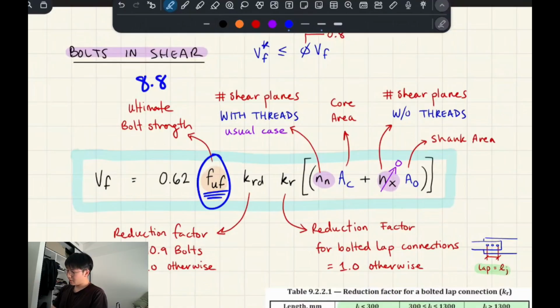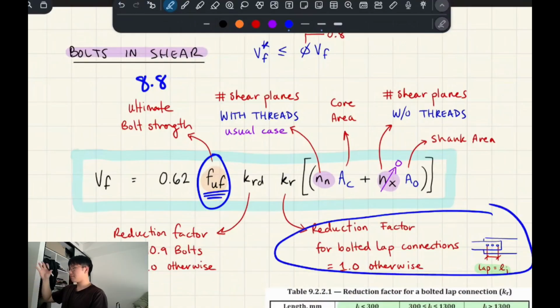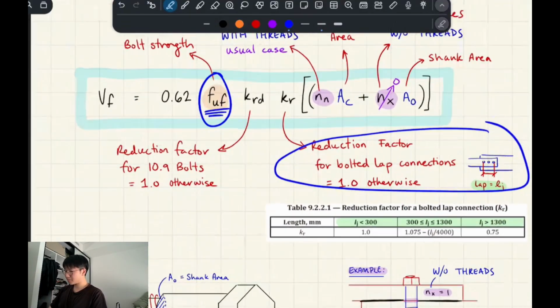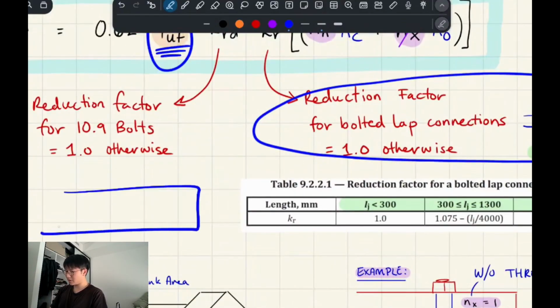But you need to know essentially these ones. Sorry, that's a reduction factor for if you have a bolt 10.9 or more, but we don't have that. What probably matters more is the lap length, right? So imagine you have a lot of bolts in a row.